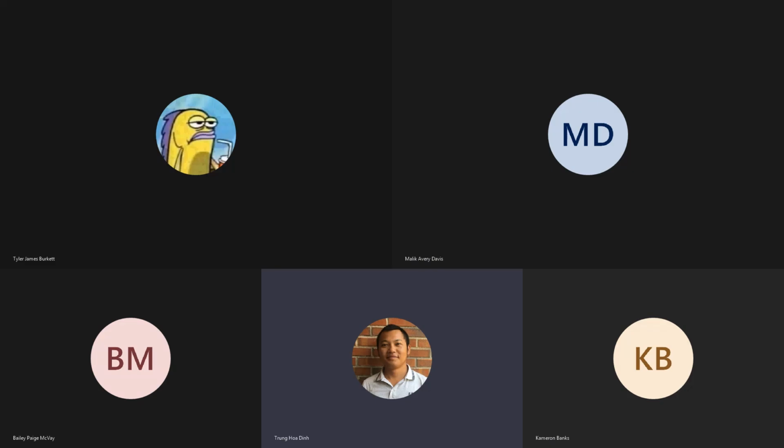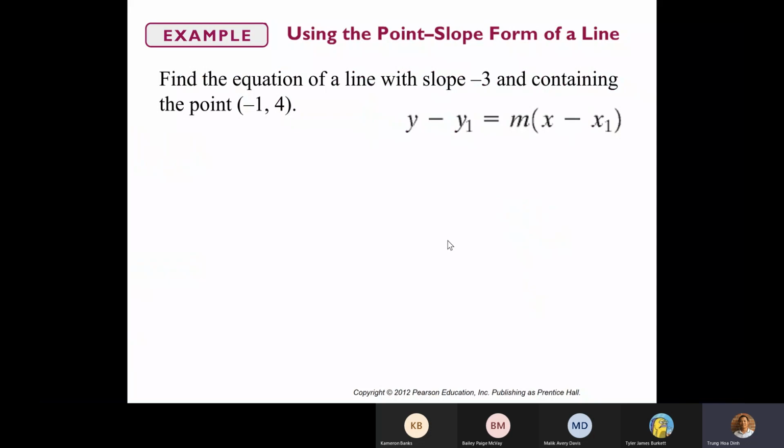Slide. Okay, so that's what we learned last time, right? Just look at this example again, and then we move to the next example.